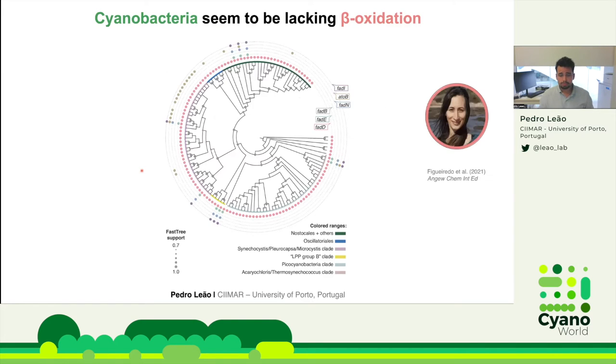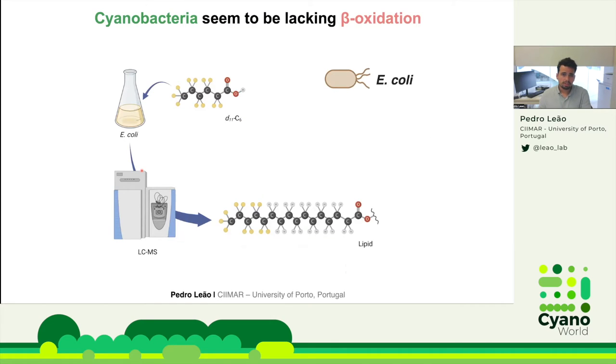So cyanobacteria, from what we've collected in the literature and also an analysis we've done recently, most cyanobacteria seem to lack entirely the beta-oxidative pathway in their genomes. And some of them seem to have almost the full pathway, but very few cyanobacteria. So this was interesting to us because we imagined that we could probably exploit this to discover new compounds that included fatty acids. For example, the method that we thought about would involve supplementation of cyanobacteria with labeled fatty acids, in this case, the deuterium-labeled fatty acids, which you have here as yellow spheres.